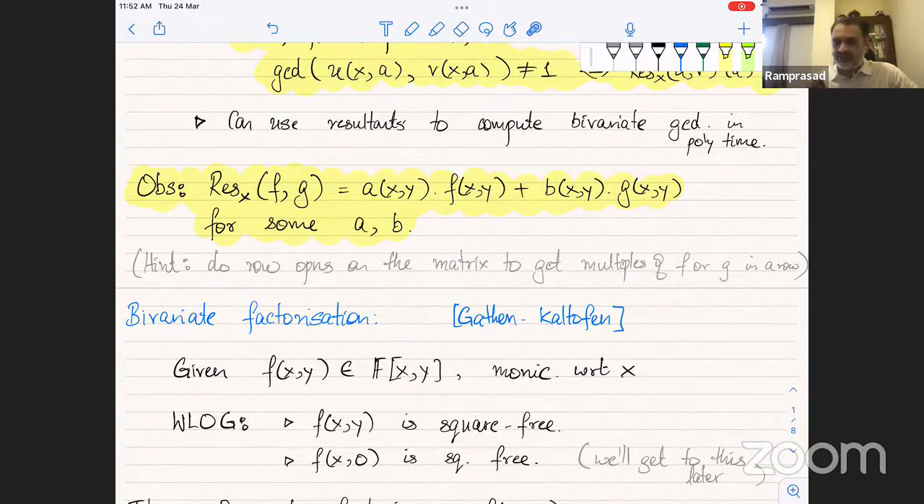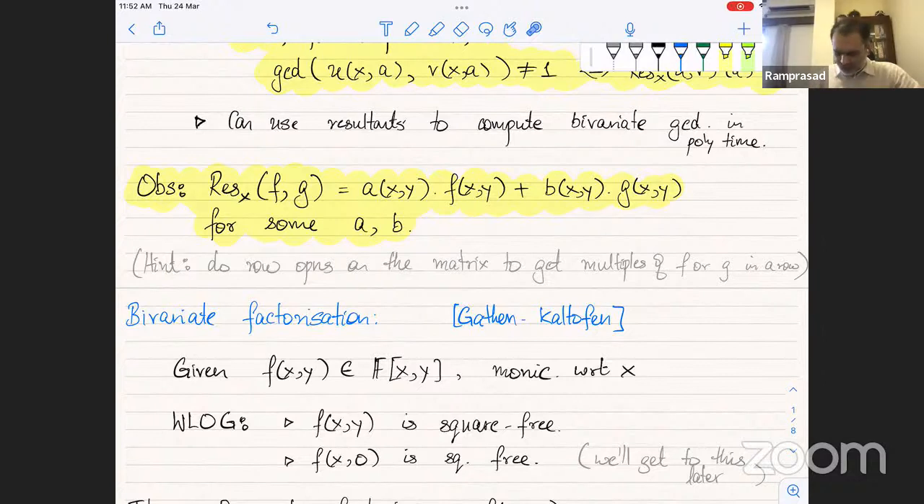I'm going to make an extra leap of faith and say it's not only that f of x comma y is square free, I also want f of x comma 0 to be square free. That is, this polynomial ends up being square free even under the substitution y equal to 0. Firstly, it's unclear why I need this, but we'll get to that shortly. And secondly, it's also unclear why I can assume this without loss of generality. And that is something that we will get to towards the end of today's lecture.